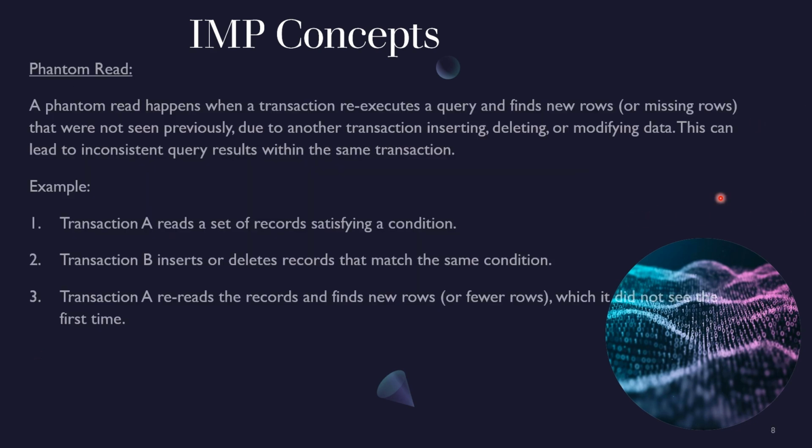Next is phantom read. When will a phantom read occur? A phantom read happens when a transaction re-executes a query and finds new rows that were not seen previously, due to another transaction inserting, deleting, or modifying the data. This leads to inconsistent query results within the same transaction.